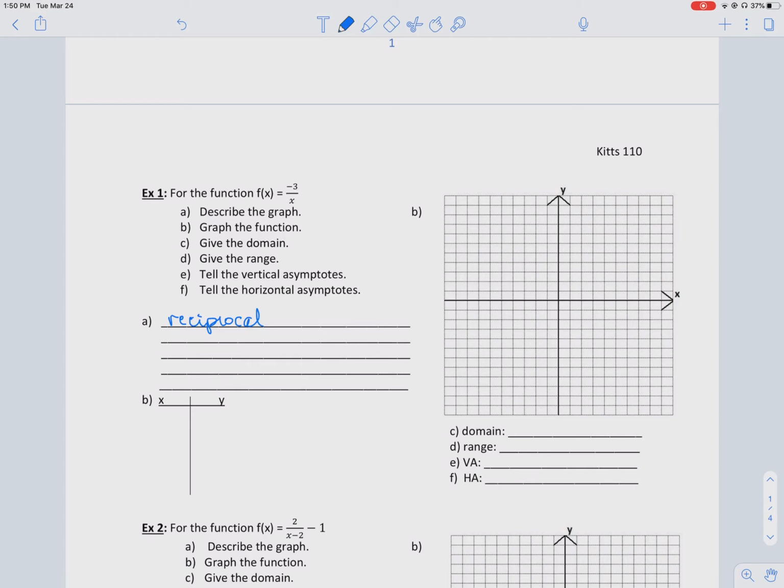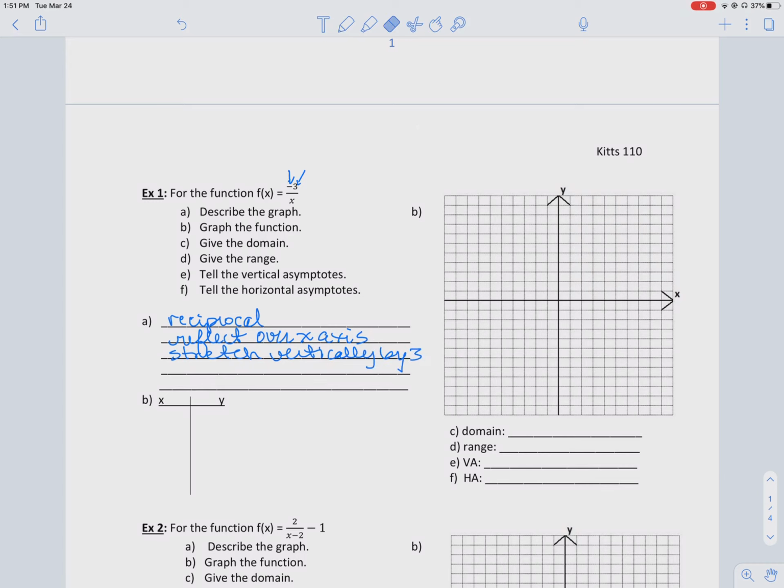And it's negative. Do you remember when it was negative, what happened to it? Remember the x squared, if we made it negative, instead of going up, it would go down. So we sort of flip it over the x-axis. So it's going to reflect over the x-axis. That's what that negative does. And then do you remember what the 3 does? It sort of stretches it. Stretch vertically by 3, by a factor of 3.